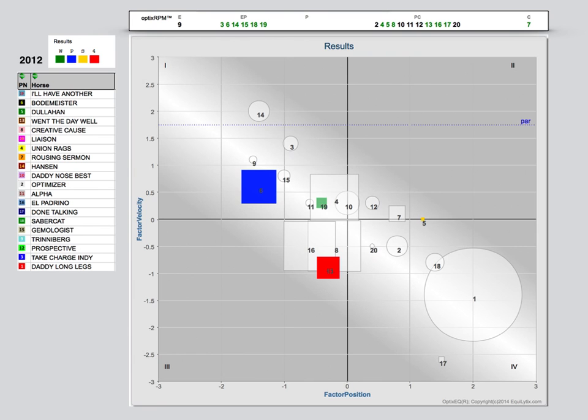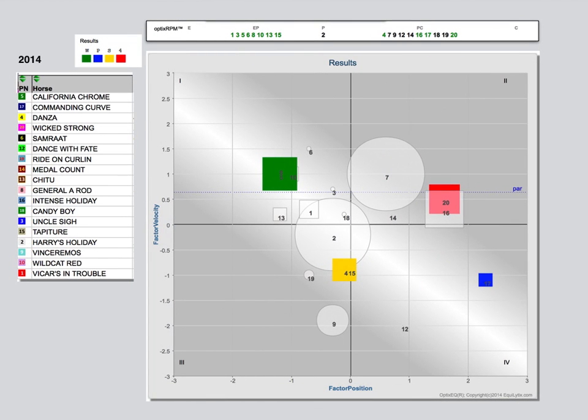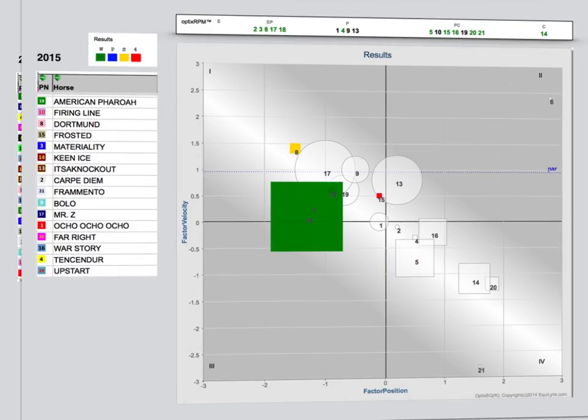This was 2012, but I'll have another. Bodemeister completed an exacta, both squares in Quadrant 1. The Orb one we talked about. California Chrome was a square, a dominating square in Quadrant 1. That year, again, all 4 horses were squares. And you see that's the Quadrant 4 commanding curve, clunking up for the place in that race.